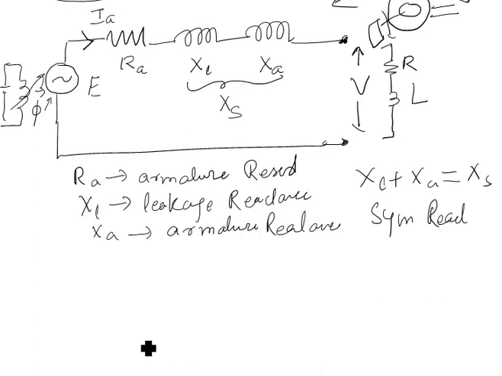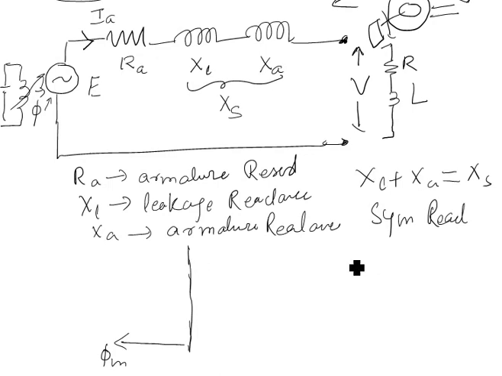So this is my phi m. Okay, then this axis is my phi a. Okay, I'm drawing a dotted line because later on I will add it up. Now what is my EMF equation?